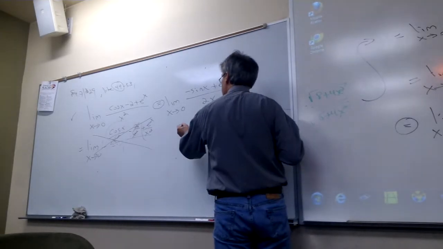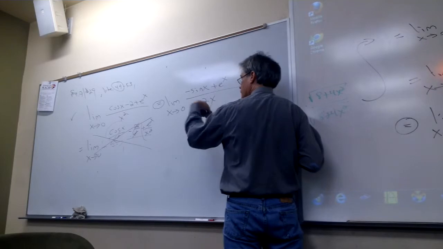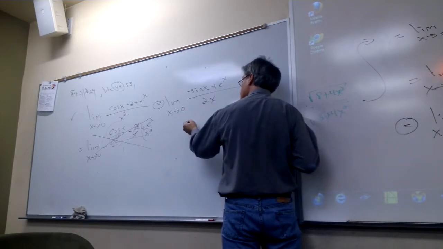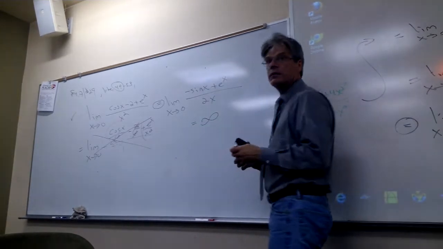As x goes to 0, I think my numerator goes to 1. My denominator goes to 0, which means the whole ratio does not exist. It increases without bound, I think. Okay.